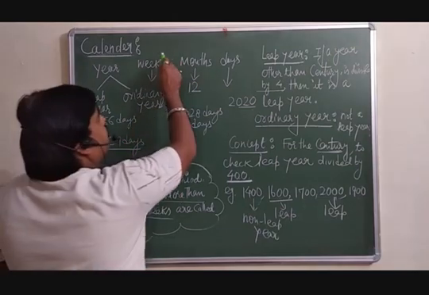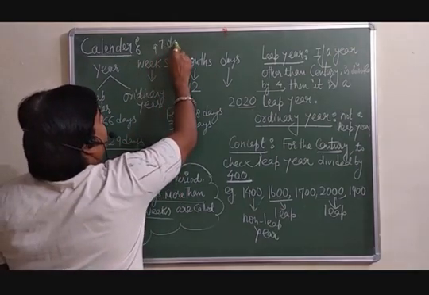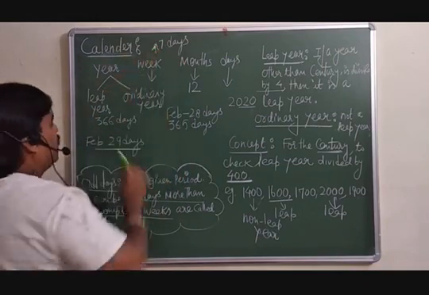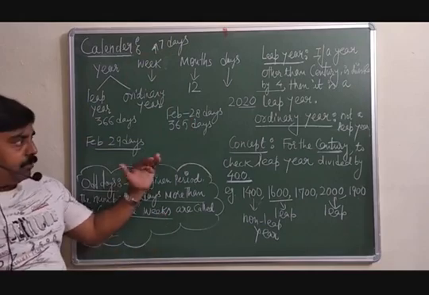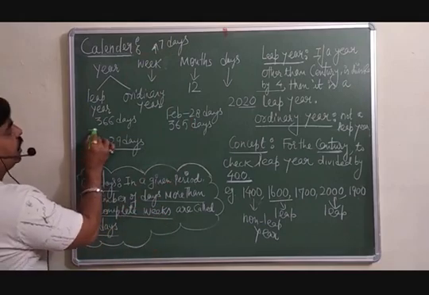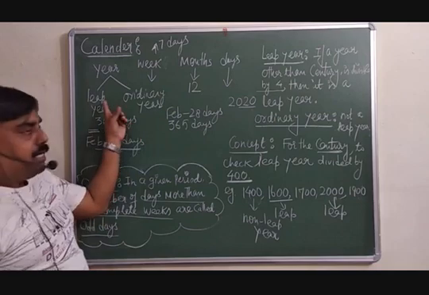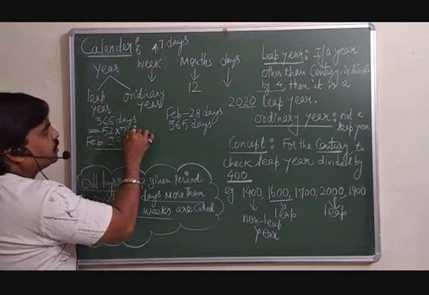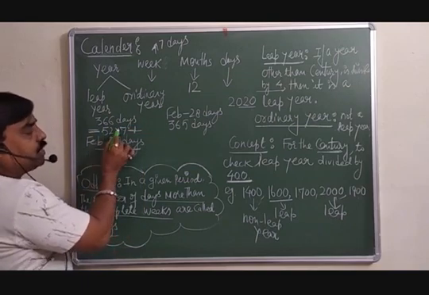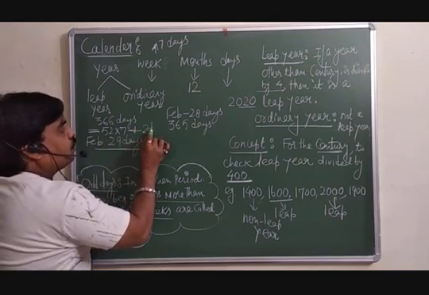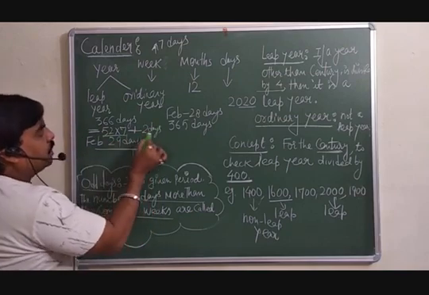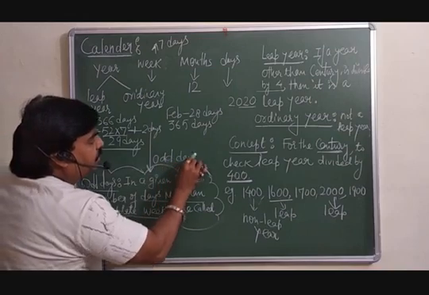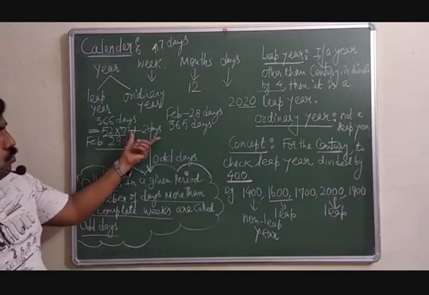Because how many days are there in a week? There are 7 days in a week. If there is 1 week, that means 7 days. So the days which are not in a complete week are odd days. For instance, 366 days are there in a leap year. So there are 52 weeks plus, see, this is 364 days. 2 days are left, which are not in a week. So these 2 days are known as odd days. So in a leap year, there are 2 odd days.